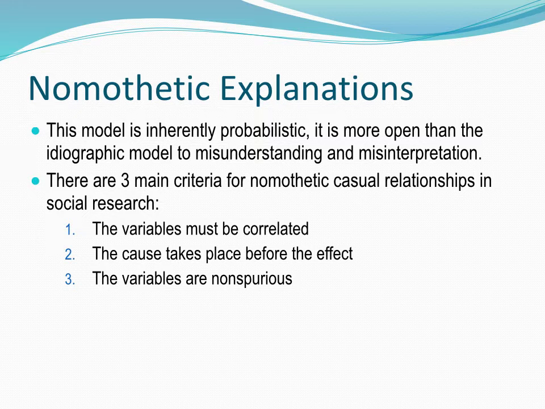Nomothetic explanations stand in contrast to the ideographic model, in which we seek a complete, in-depth understanding of a single case. This model is inherently probabilistic because it is more open to misunderstanding and misinterpretation. The three main criteria for nomothetic causal relationships in social research are: 1, the variables must be correlated; 2, the cause takes place before the effect; and 3, the variables are non-spurious. I will go more in depth on what those mean in a second.